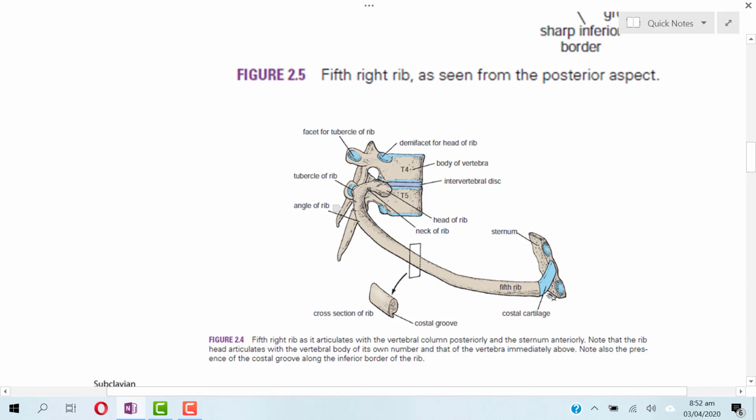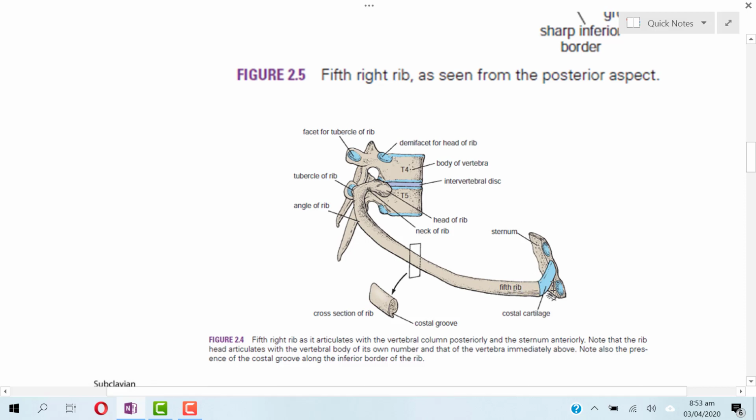Number two, costotransverse joint. Can you see the costotransverse joint? This is formed by the tubercle of the rib and the transverse process of the vertebra which is present at the same level. This is the costotransverse joint. This is a synovial joint. Then we will come to the anterior end. Can you see this joint?